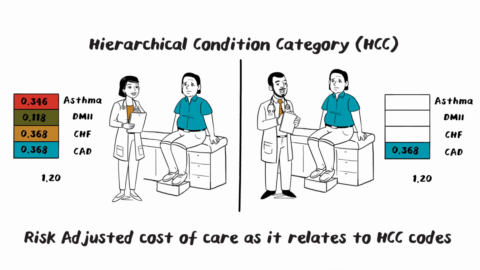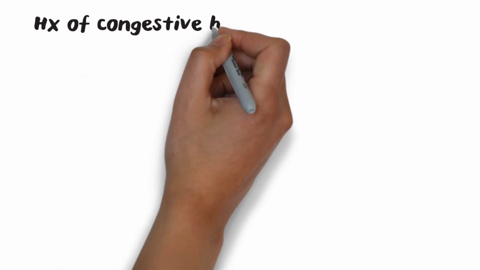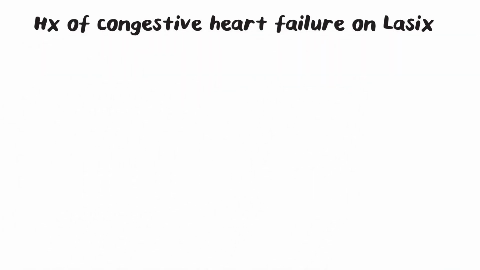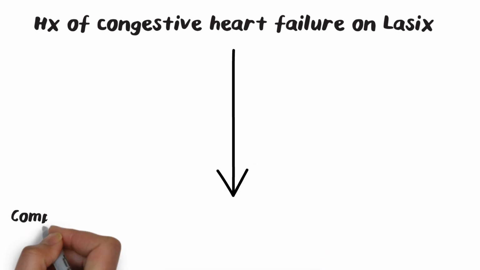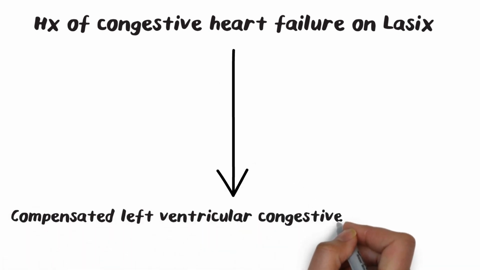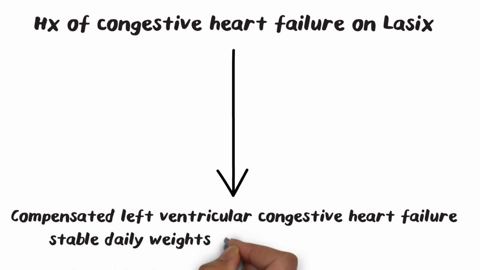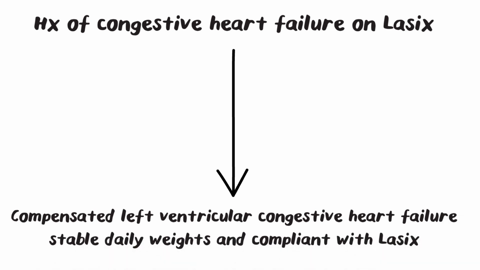For example, instead of documenting history of a congestive heart failure on Lasix, a more HCC acceptable documentation would be compensated left ventricular congestive heart failure stable, daily weights, and compliant with Lasix.